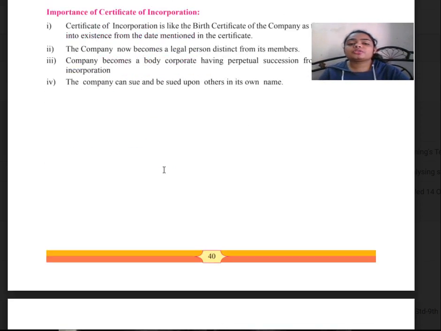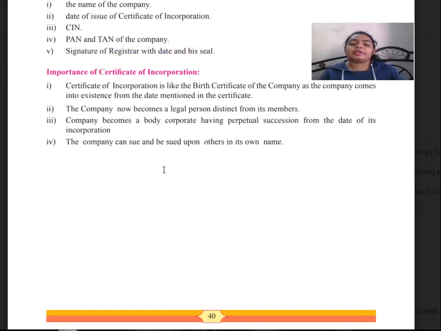Now what is the importance of the certificate of incorporation? The certificate of incorporation is like the birth certificate of the company, as the company comes into existence from the date mentioned in the certificate. The company now becomes a legal person distinct from its members. The company becomes a body corporate having perpetual succession from the date of its incorporation. The company can sue and be sued in its own name.